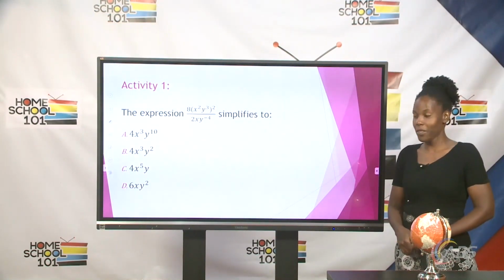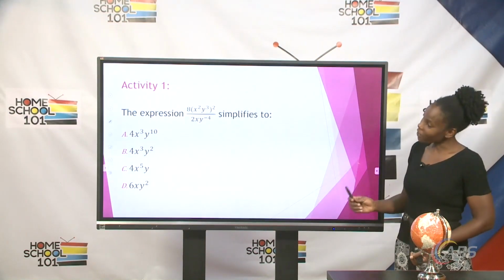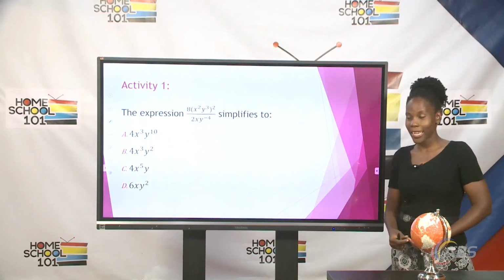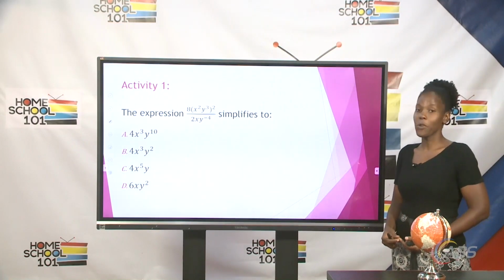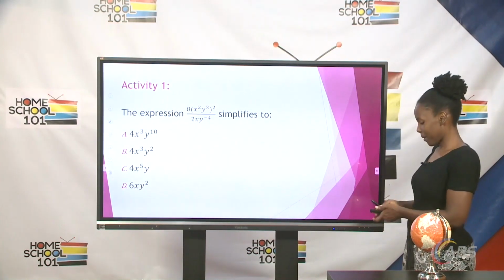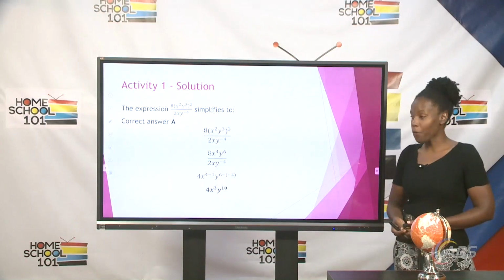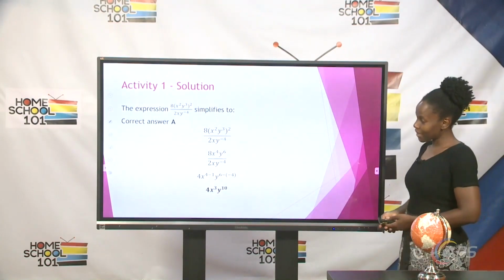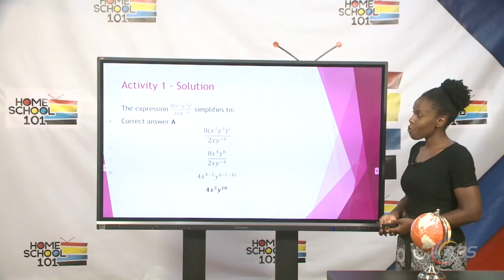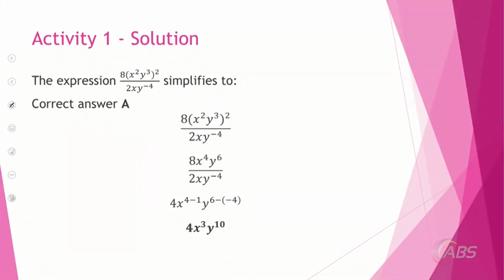So we will go through the solution. Now, for this activity, if you selected A as the correct answer, then you are indeed correct. So we have 8 times x squared y cubed in a bracket all squared divided by 2x y to the negative 4. The first thing we would do is to expand the powers in the bracket. So we have x squared y cubed in a bracket raised to the 2 that is outside. So we have to multiply the powers in the bracket by the 2 that is outside.